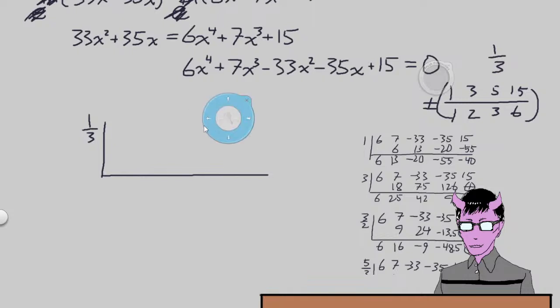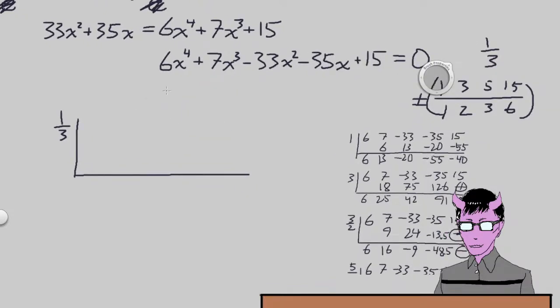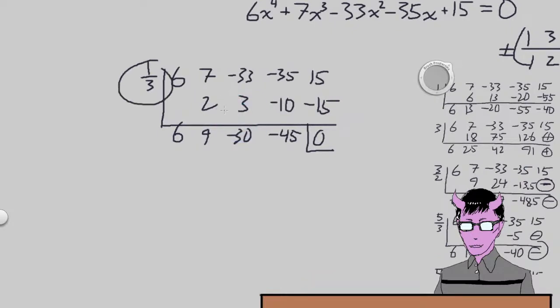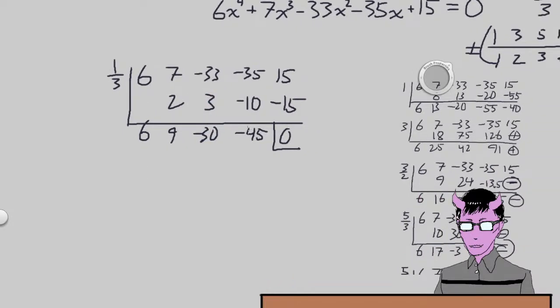So we have 1/3. And then, what do we have? 6, 7, negative 33, and then negative 35, and then 15. Alright, so dropping that, product is 2, summation is 9, product is 3, summation is negative 30, product is negative 10, summation is negative 45, and then that's what's supposed to happen if I'd chosen this candidate correctly. Remainder 0, which means this is a 0 of our function, which means this is the quotient.